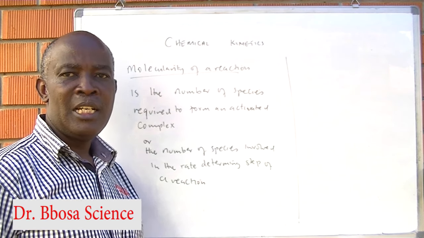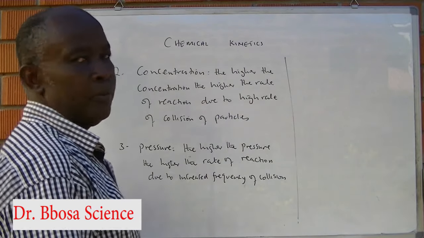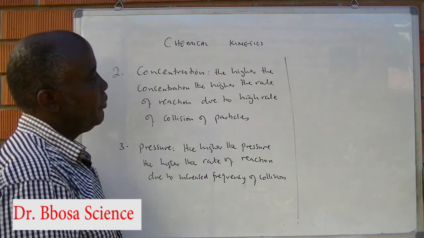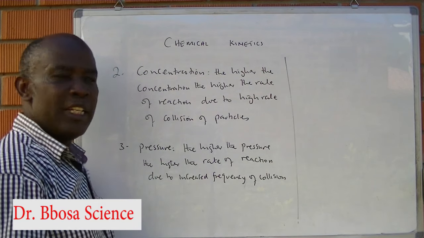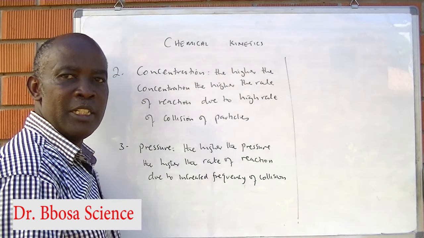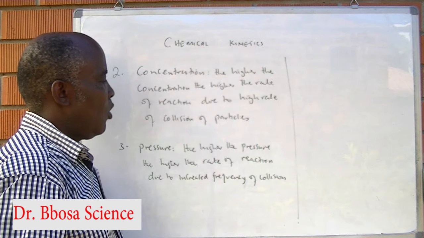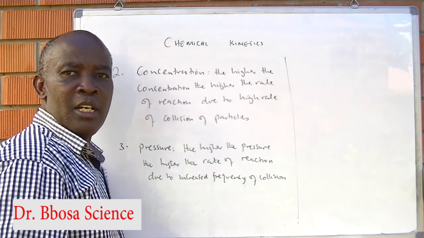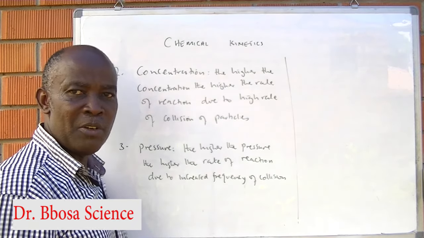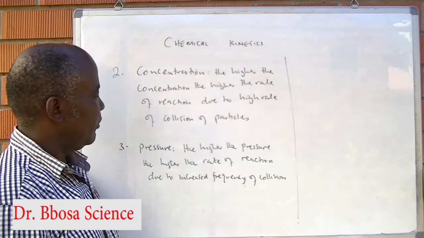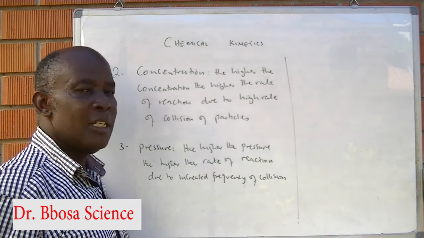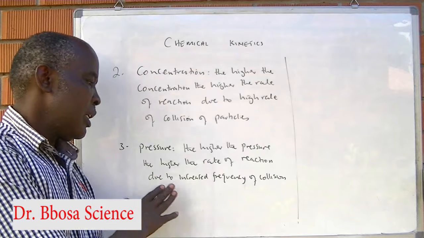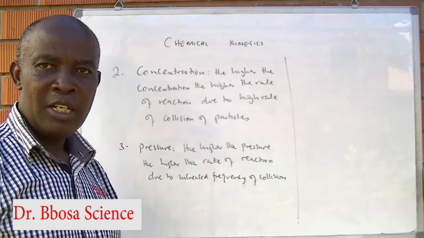2. The second factor that affects the rate of reaction is concentration. The higher the concentration, the higher the rate of reaction due to increased frequency of collision. So when the particles are concentrated, the rate of collision is higher than when the particles are less concentrated. 3. Pressure. The higher the pressure, the higher the rate of collision, which increases the rate of reaction.